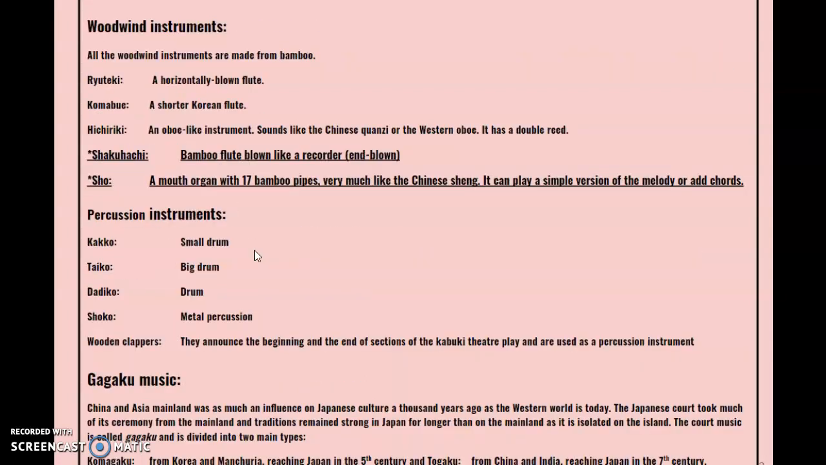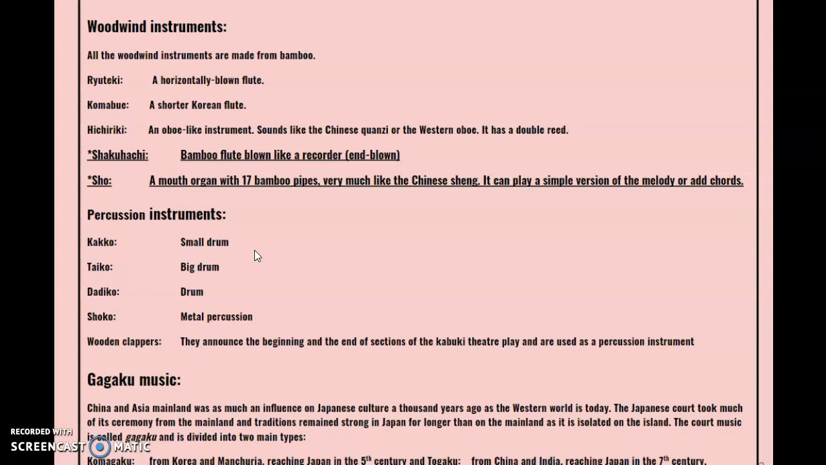Now, Gagaku music is the music that you hear in the background there. China and the Asian mainland was as much an influence on Japanese culture 1,000 years ago as the Western world is today. The Japanese court took much of its ceremony from the mainland, and traditions remain strong in Japan for longer than on the mainland, as it is isolated on the island. Okay, we find that if you don't have a lot of influences from outside and you're on an island, you keep to the strict traditions.